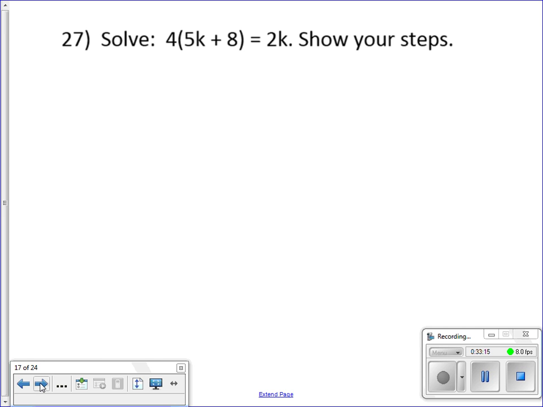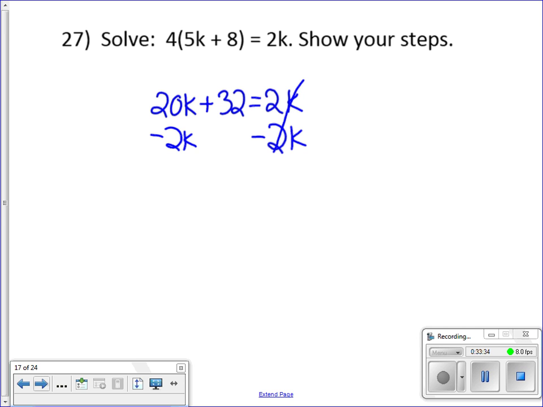So 4 times 5k is 20k, because 4 times 5 is 20. 4 times a positive 8 is positive 32, is equal to 2k. All right, well, I don't want the k's on both sides. I need to get rid of this. I'm going to get rid of the k from here, which means I need to take them away from here too. This cancels out, and I get 0. Don't panic about that. This becomes 18k plus 32 equals 0.